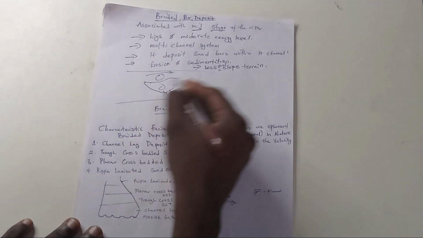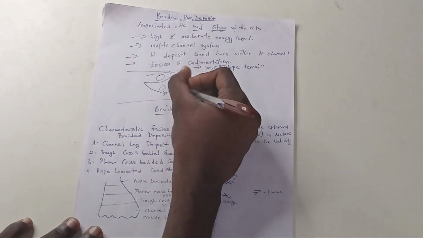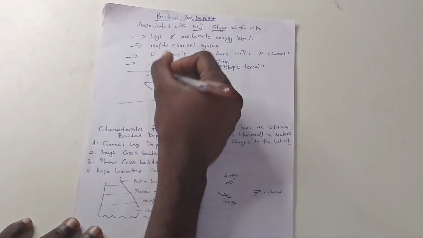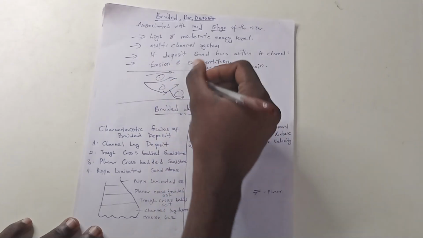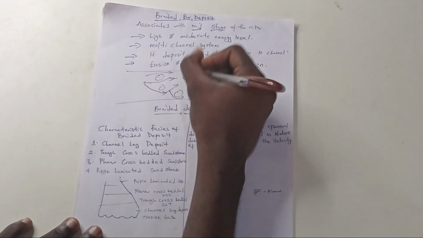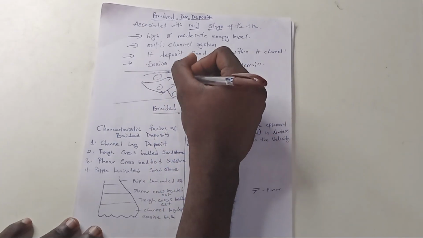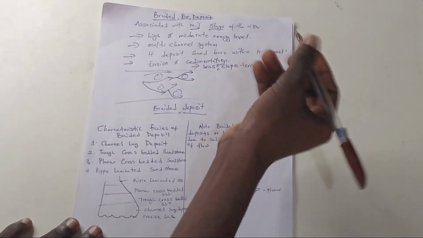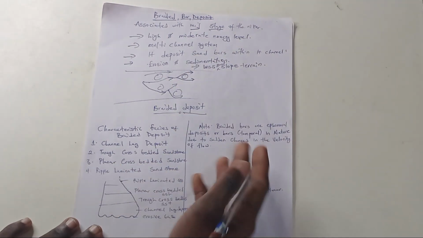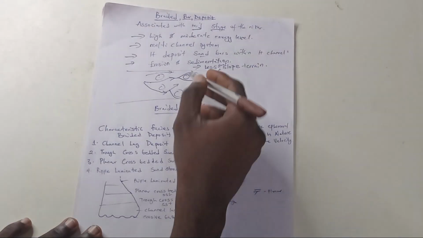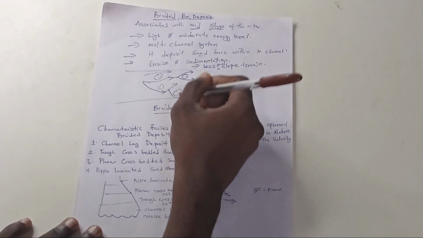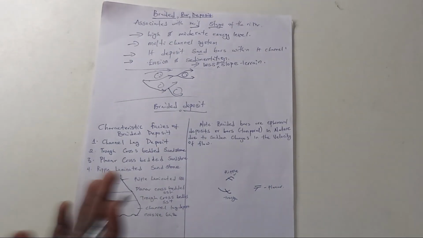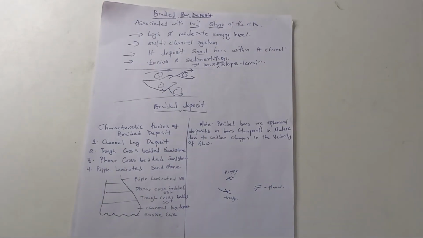Can you see this? So this is how it is. These are deposits in between, and we have the river channel moving sideways, continuing to move. If there is a deposit here, the channel moves around it. Can you see that? That is what we call the multi-channel system, and it deposits sandbars within the channels, between two channels, like that.